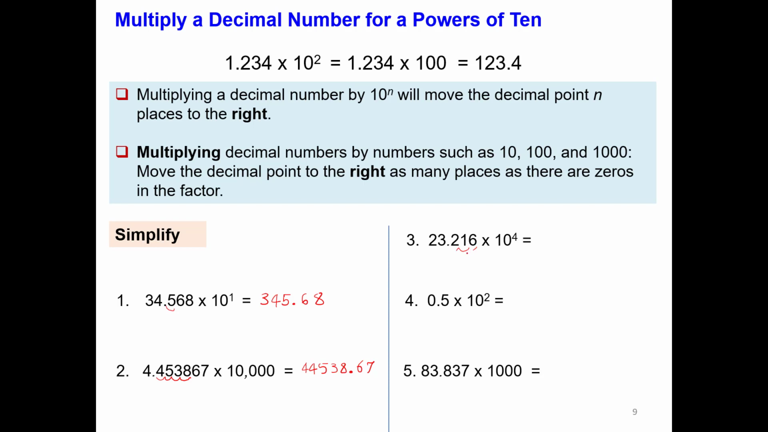And here we had to move 1, 2, 3. If there are no more numbers, we just add 0. Let's write this one again here, just to know we had 1, 2, 3, 4. Then the answer will be 232,160. Here it's not a decimal point, it's a comma: 232,160.